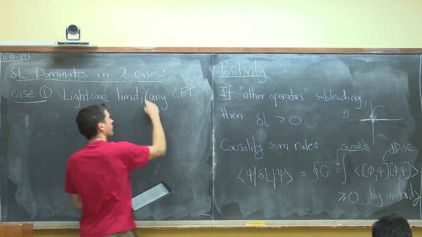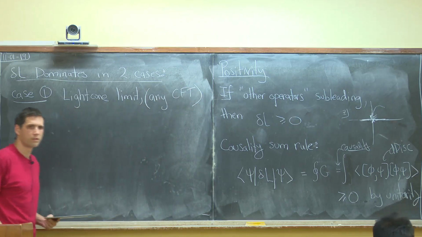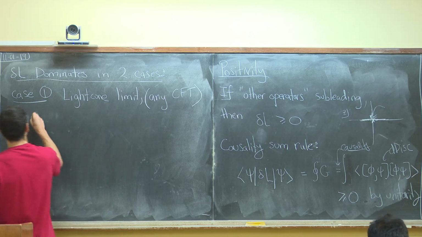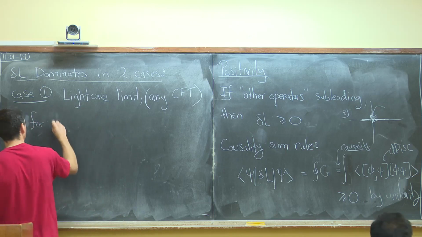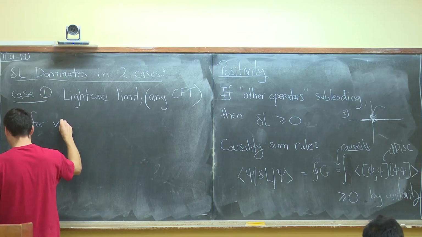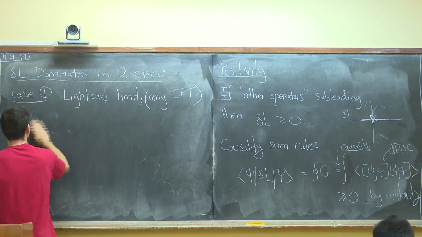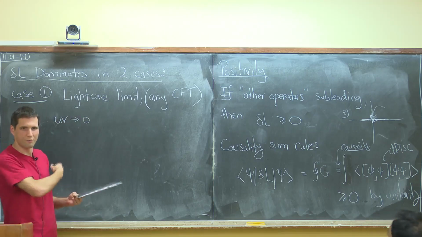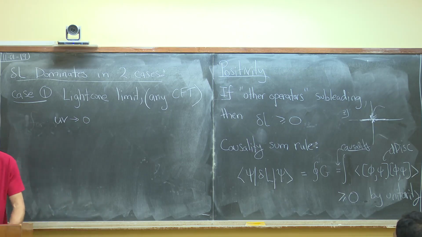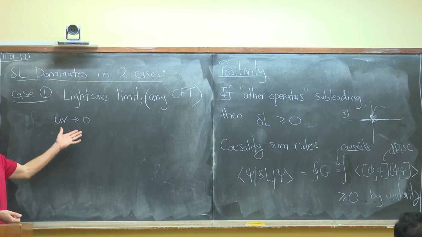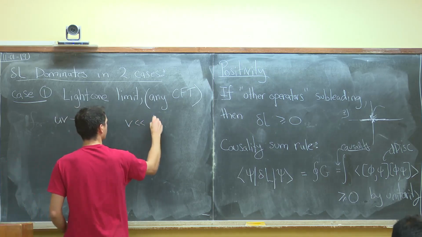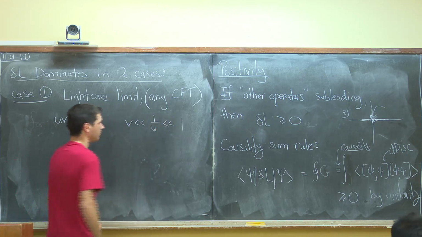In this case, we don't have to assume anything about the CFT. Delta L always dominates in the light cone limit. This is what's going to give the ANEC. So the light cone limit means that we take UV to 0 after taking the light cone. Or, well, we could do it in either order. The way I'll say it, since we already have delta L, is that now we take UV to 0. So in other words, we do this in addition to the Regge limit. So this is a limit V much less than 1 over U, much less than 1.